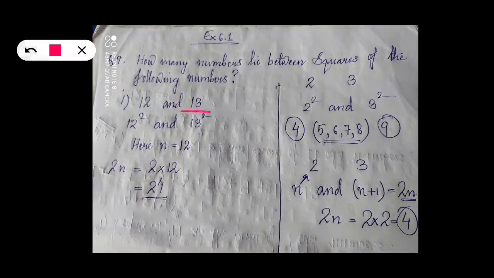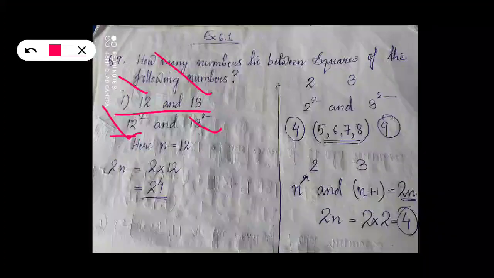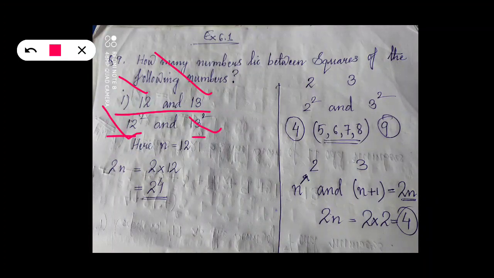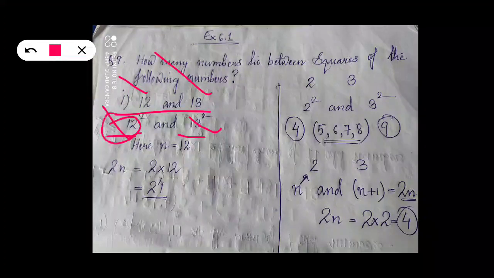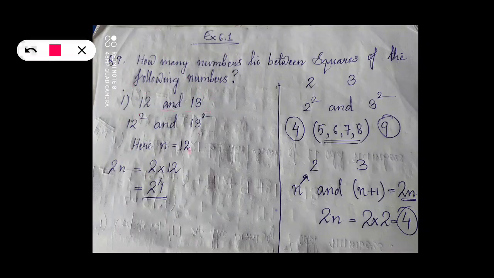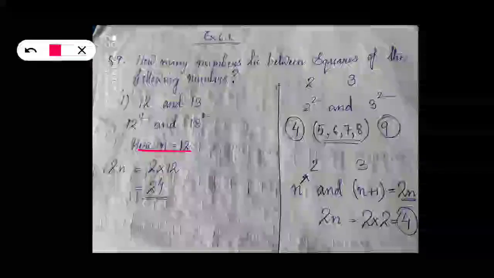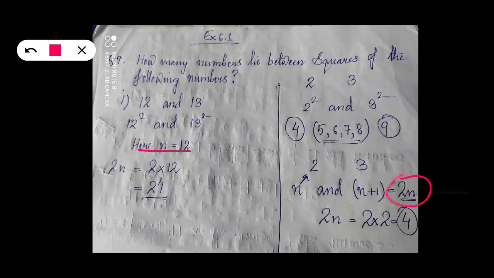See the question here. This is 12 and this is 13. We have to find the numbers between 12 square and 13 square. This is n. The smaller is always n. And this is n plus 1. Because if 12 is n, then n plus 1 is 12 plus 1, 13. So here n equals 12. That's why. Now what will be the answer?